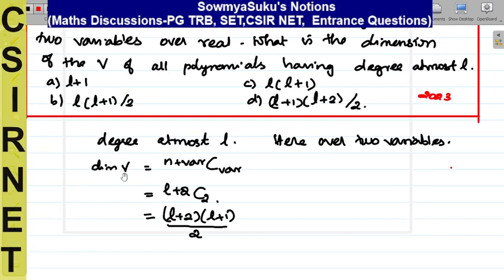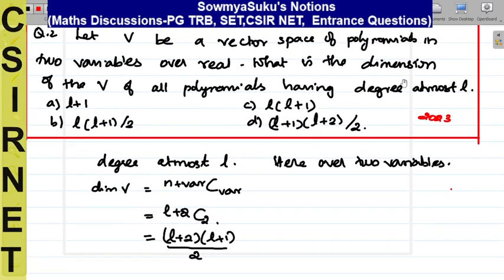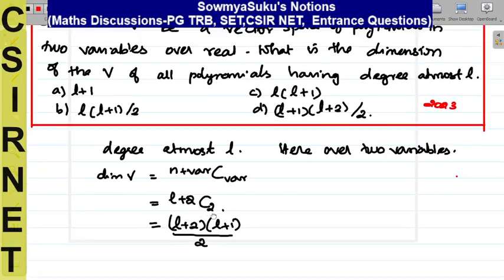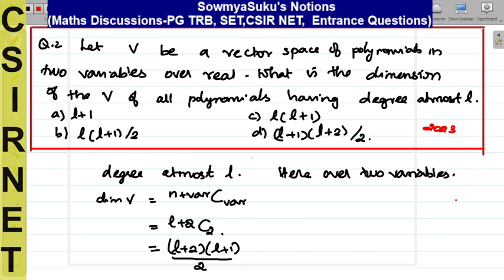For this type of problem, the dimension of all polynomials is n plus variables choose variables, that is n plus k choose k. Here you can see that the degree is at most L, so L plus how many variables? Two variables, so k is 2. So the combination is L plus 2 choose 2, which is (L plus 2)(L plus 1) divided by 2. So option D is the right option. Next question.